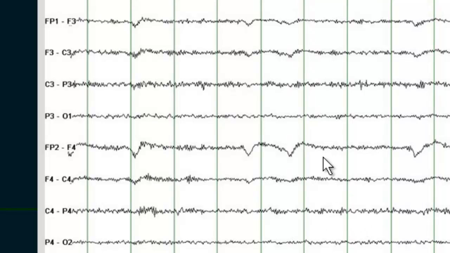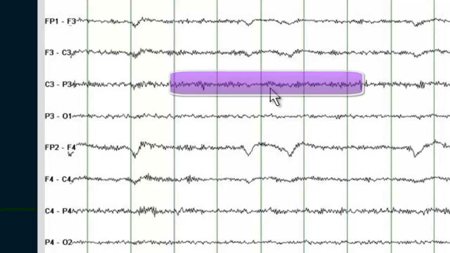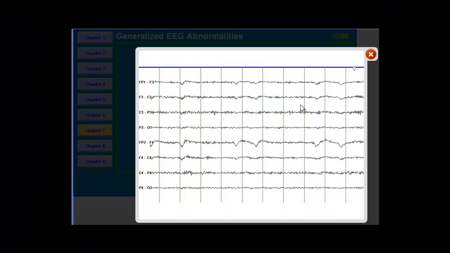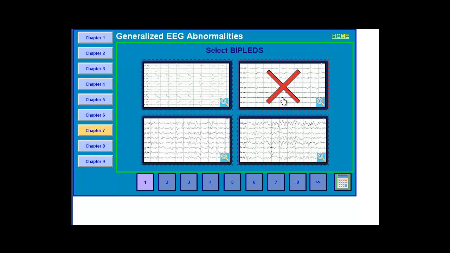What you see on this EEG is an excess of beta activity. These green lines are separated by 1 second, and there's a lot of this beta frequency, which is a frequency that exceeds 13 hertz, so 13 cycles per second. So this has a lot of beta activity. This is something that you will see with excess use of benzodiazepines or barbiturates. So this is not the correct answer.